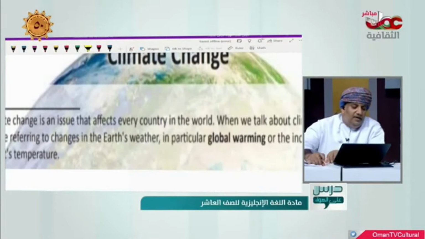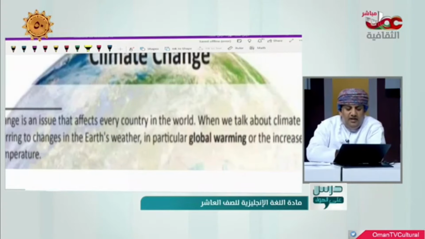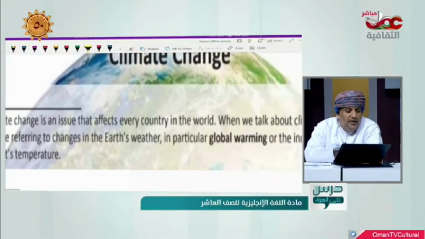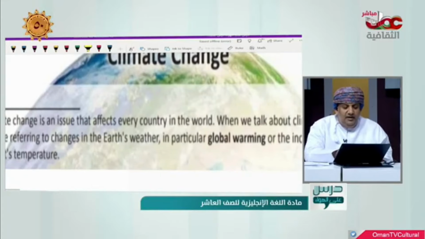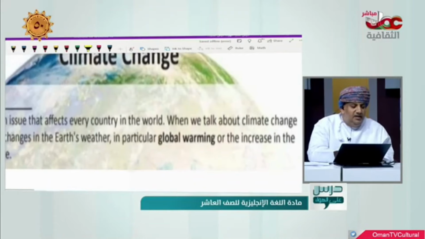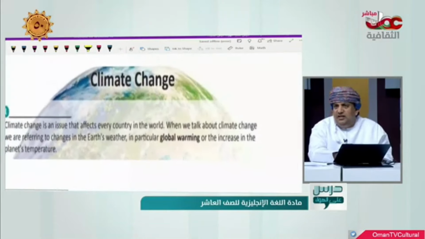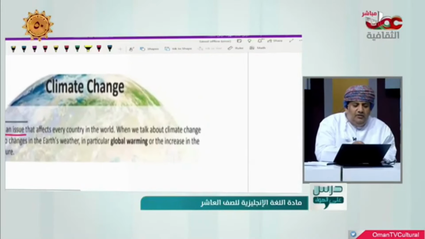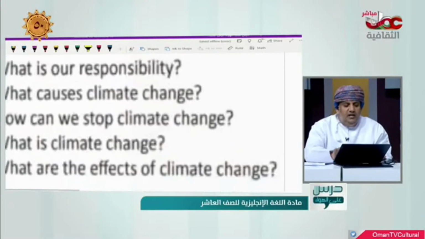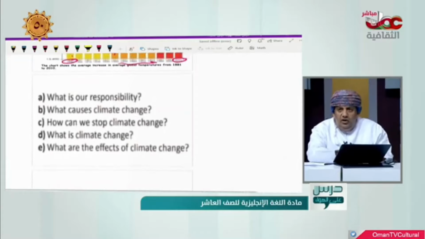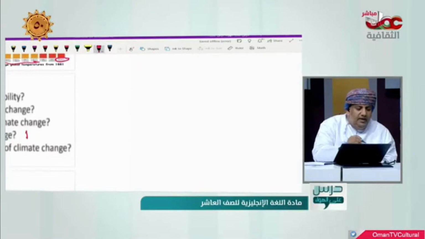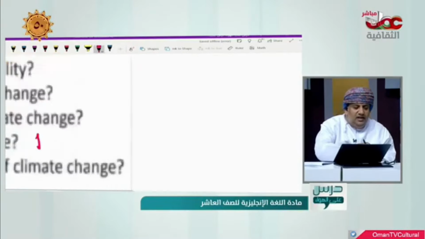So number 1, climate change is an issue that affects every country in the world. When we talk about climate change, we are referring to change in the earth's weather, in particular global warming, or an increase in the planet's temperature. So in this paragraph, as you can see, what does he do? He gives us a definition for climate change. So which one is correct here? A, B, C, D, or E? I think it's D, because here we have what is climate change.